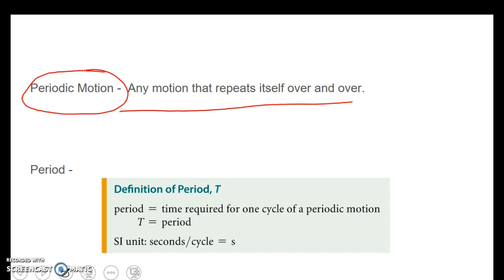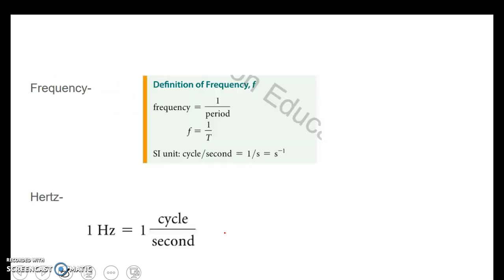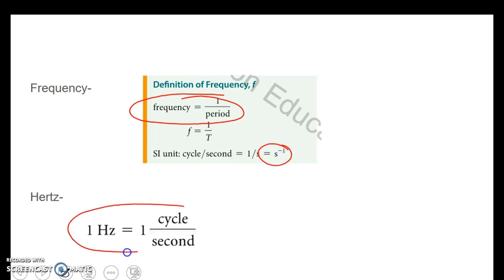Now some terms. First is a period. A period is the time required for one cycle of this motion. Okay, we use seconds as our unit. So a period is just the time required for one cycle. Frequency is the inverse of the period. So if period's in seconds, frequency is in 1 over seconds. 1 cycle per second is a hertz. So hertz is our unit of frequency in the SI.